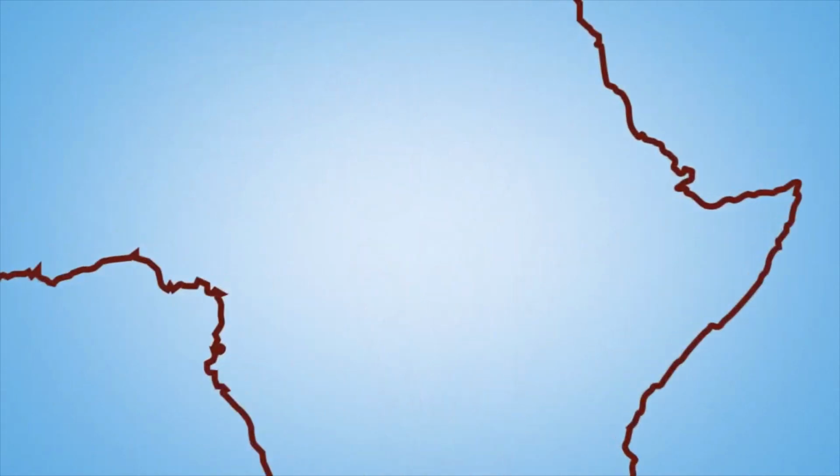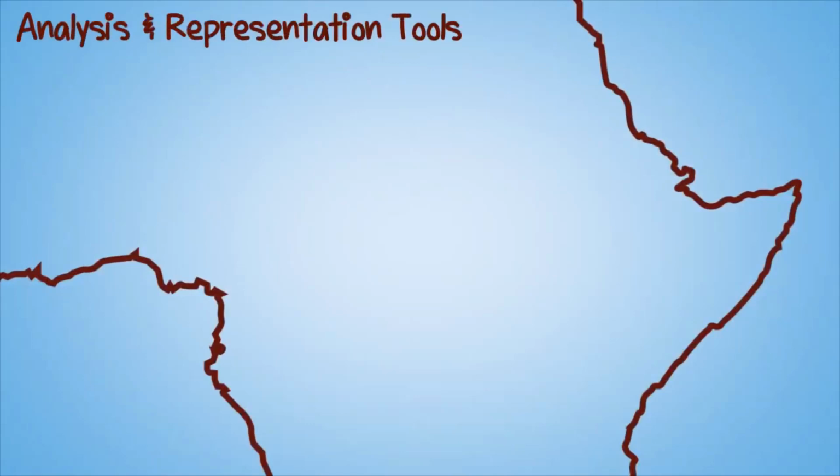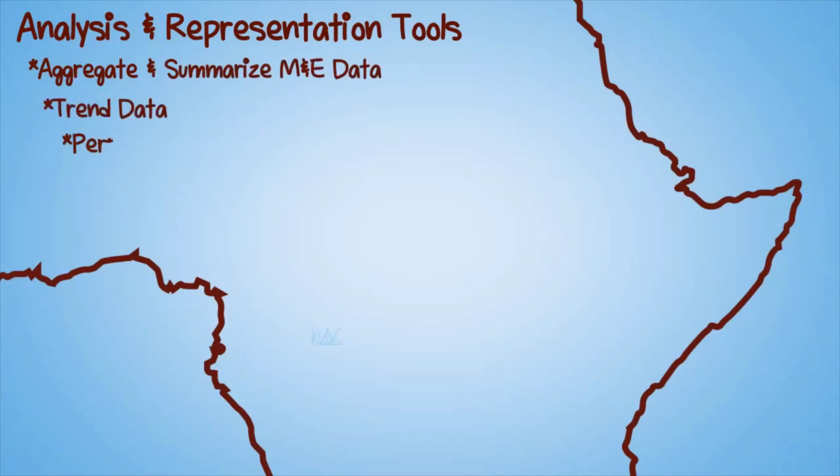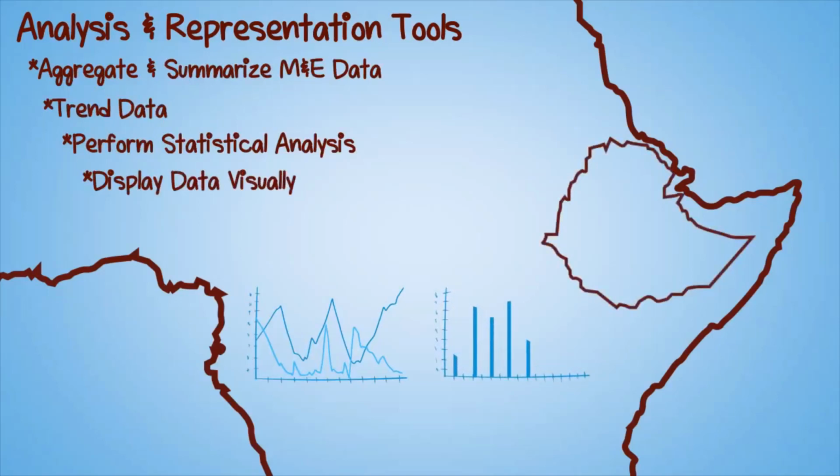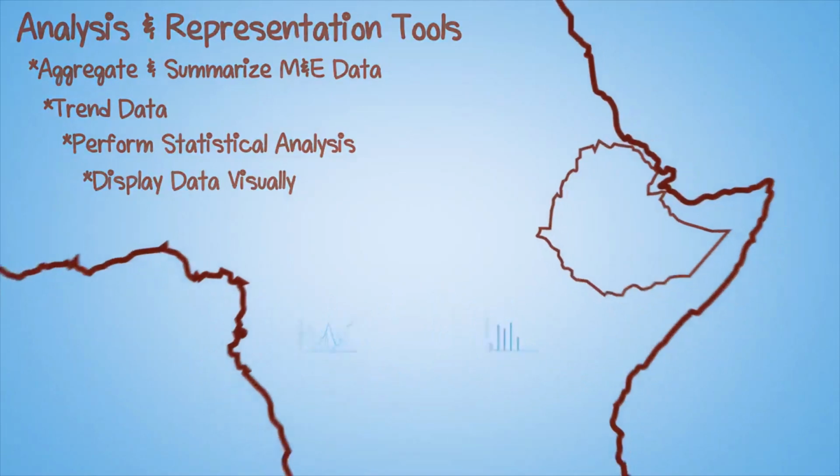A robust monitoring and evaluation system will include a set of analysis and representation tools that support the ability to aggregate and summarize M&E data, to trend it, to perform statistical analyses, and display it visually on maps, and to enhance the ability to use and understand it for decision making.